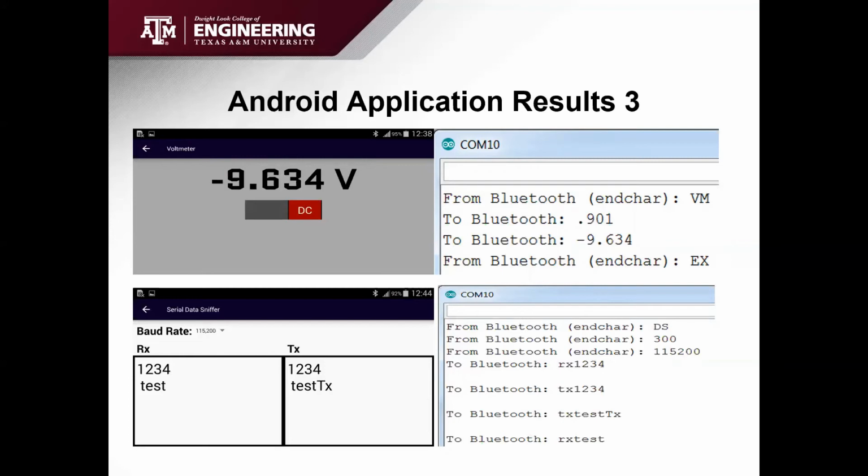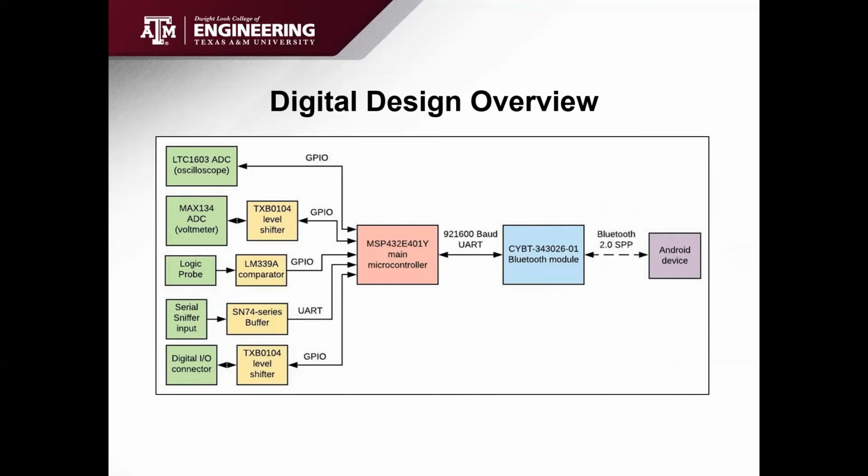As these text boxes fill up, the user can scroll within the text box to see older messages and get back down to the newer messages. Now, moving on to the digital components of our design, I'll start off with an overview of them.